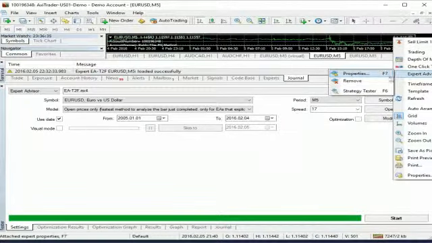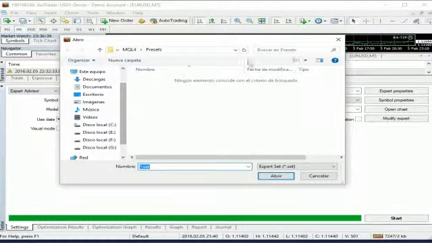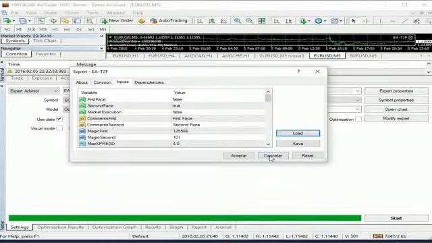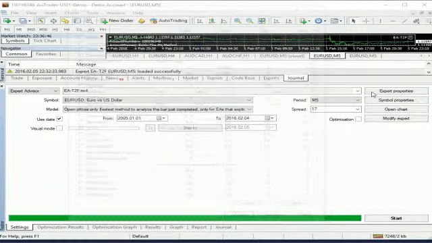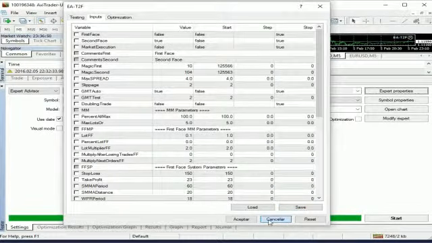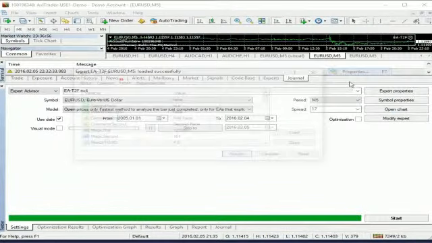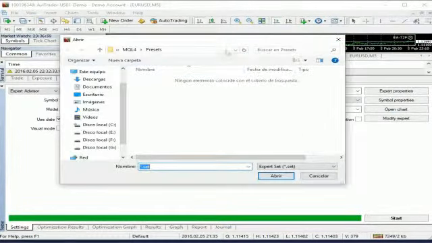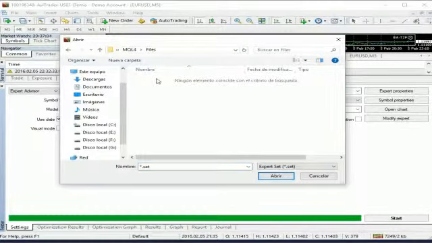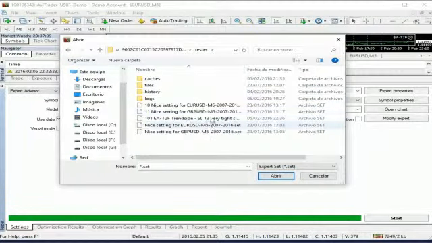I go here, robot properties, I load the setting. Oops, I didn't save it in the right spot. Okay, let me save it in the right spot because I don't know where it was. Save, it's in the tester. Okay, it's in the tester folder. So, expert advisors, properties, I load my setting here in the tester folder. It's going to be on files, no, tester, it's one up, okay, tester, there you go, 101.